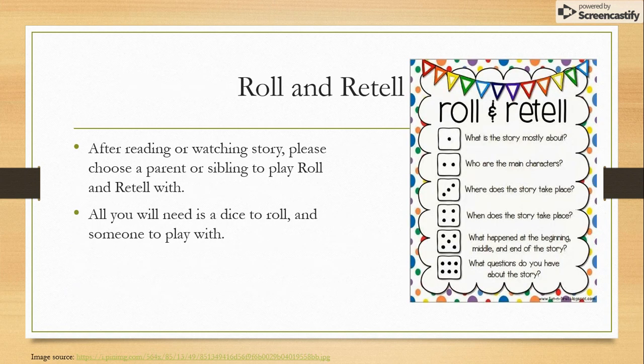After reading the book or watching the story, please find someone to play roll and retell with. You should already have this handout in your folder, but if you do not, you may refer back to this slide for the questions. All you will need is a dice to roll and someone to play with. It does not matter if they have read the story before, because you will be telling them all about it. Have the person you are playing with roll the dice. Then, you will answer the questions from the sheet that corresponds with the number that was rolled.